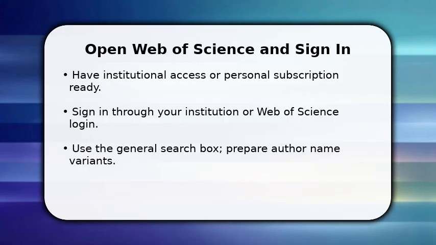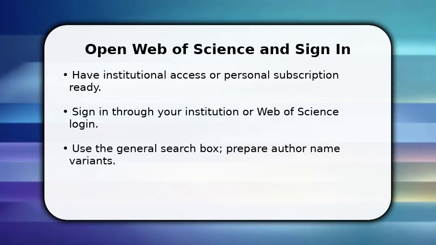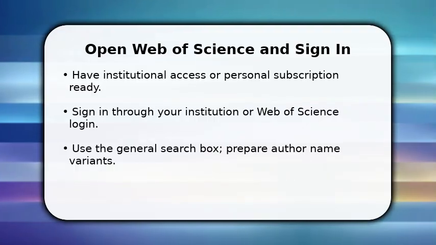Once signed in, focus on the author search field because you want only that author's record. Enter the author's last name and initials, add known affiliations to narrow results, and include common name variants to catch all publications. You're doing this now to avoid missing items that artificially lower the H index. The platform's author grouping depends on clean, precise input.